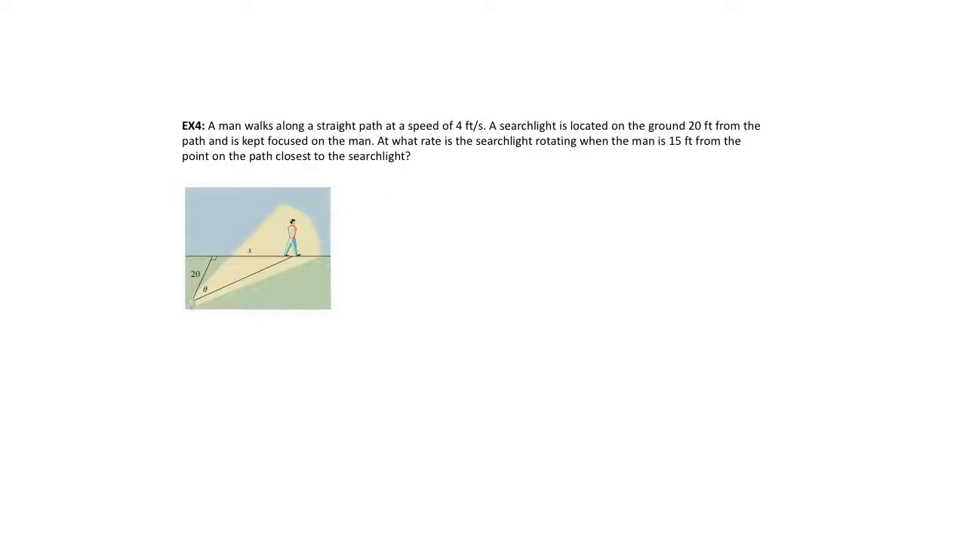I know that dx by dt is equal to 4 feet per second. And this is exactly how the problem started. A man walks along a straight path at a speed of 4 feet per second. He wants me to find d theta by dt exactly when the horizontal distance is equal to 15 feet.